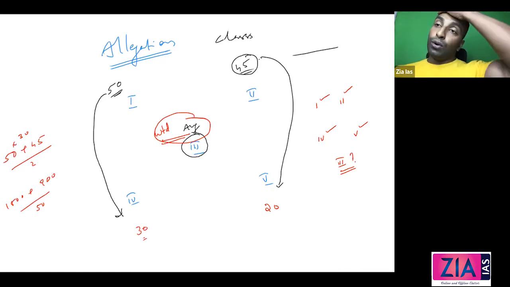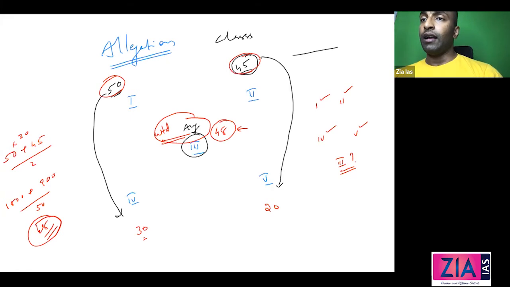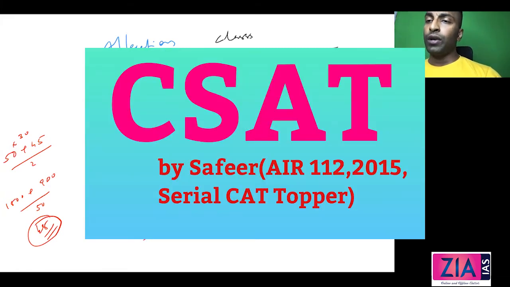Okay, so that will come around 2000 divided by 50, it will come around 48, guys. So this is what you need to find out, 48. So 50, 45, 48.